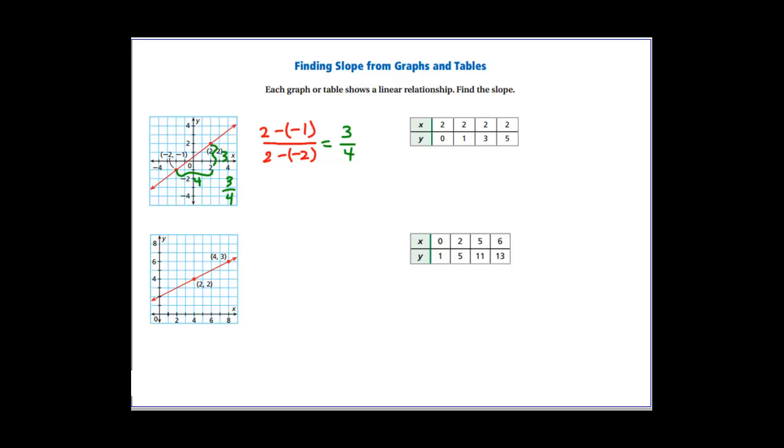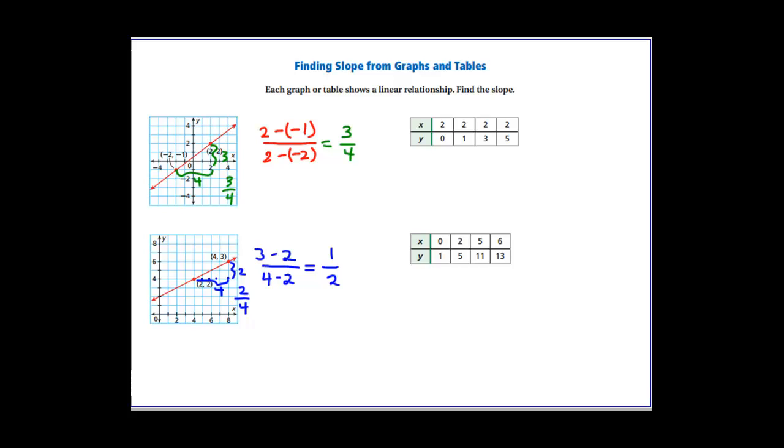We can do the same thing on the second graph. We have (4, 3) and (2, 2), so we're going to take 3 minus 2 and 4 minus 2, and we're going to end up with 1 over 2, which is 1/2. And if we were to calculate this, 1, 2, 3, 4 for our run, 2 for a rise, which could be simplified, 2 over 4 to 1/2.